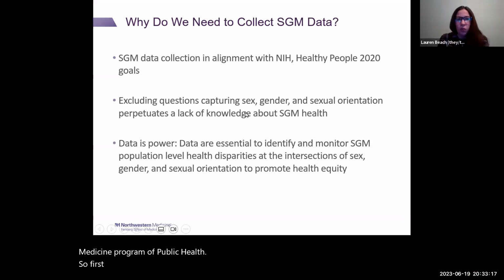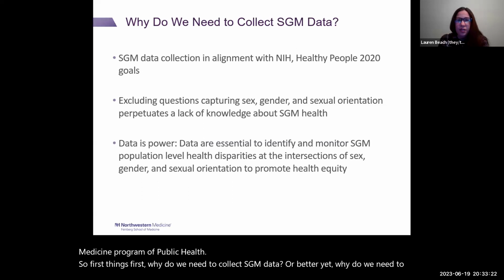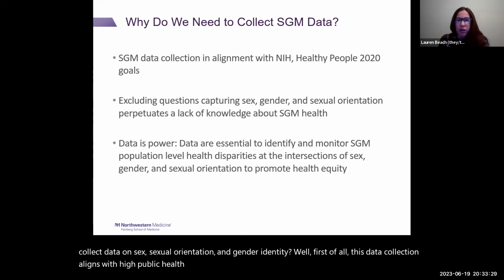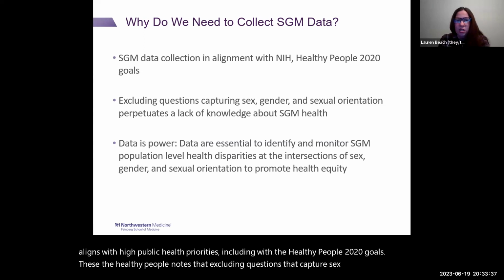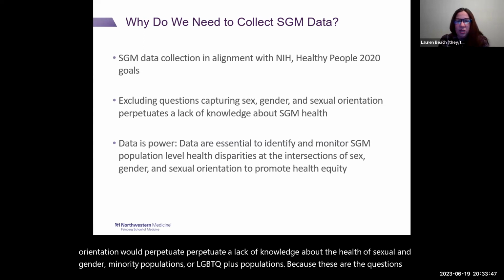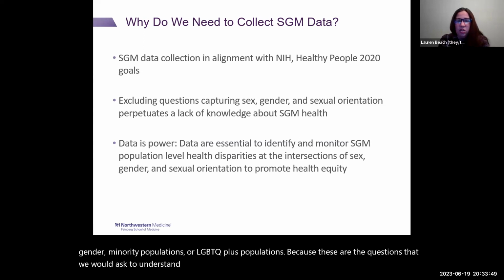So first things first, why do we need to collect SGM data? Or better yet, why do we need to collect data on sex, sexual orientation, and gender identity? Well, first of all, this data collection aligns with high public health priorities, including the Healthy People 2020 goals. Healthy People notes that excluding questions that capture sex, gender, and sexual orientation would perpetuate a lack of knowledge about the health of sexual and gender minority populations, or LGBTQIA+ populations, because these are the questions that we would ask to understand how to discern who LGBTQIA+ people are within data sets.